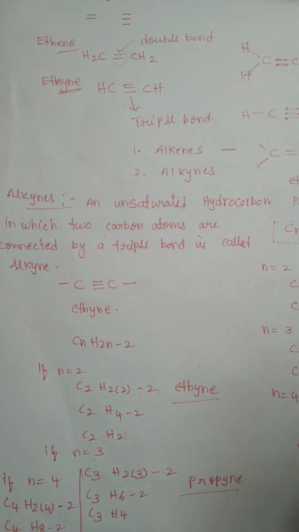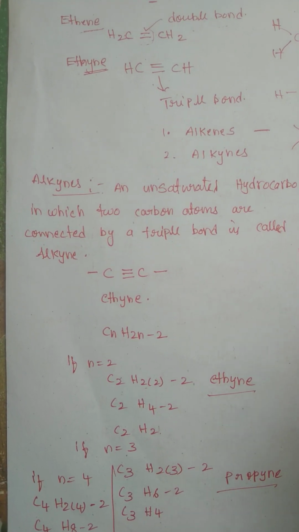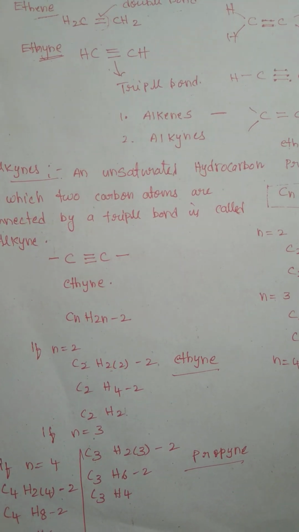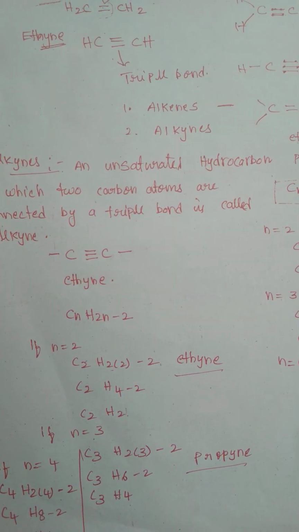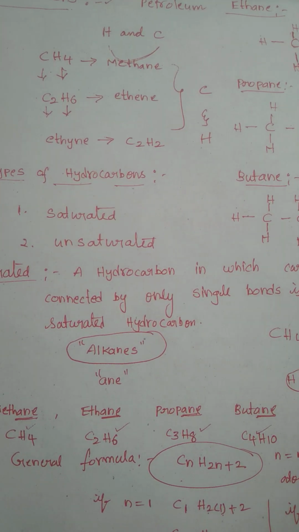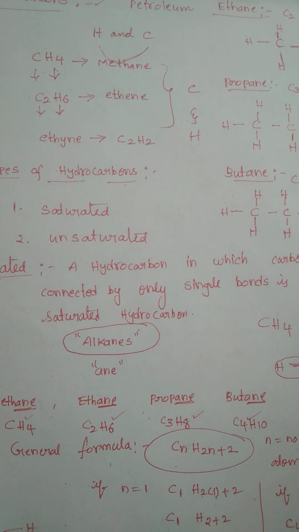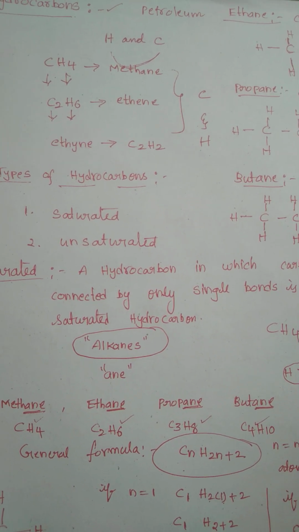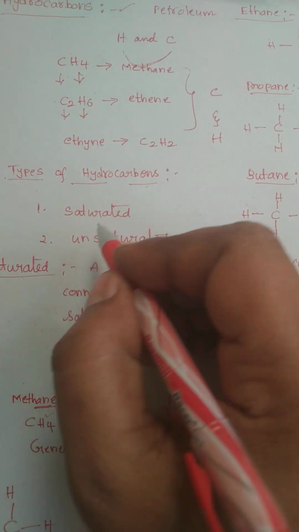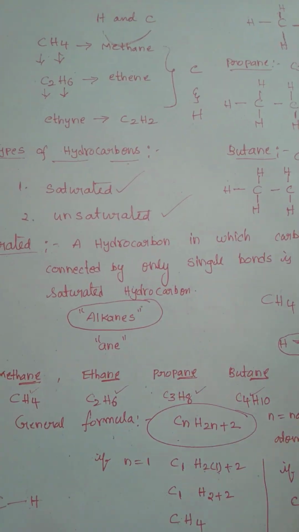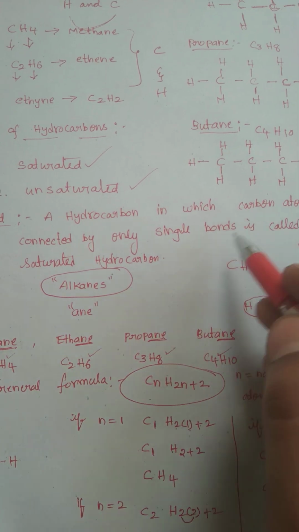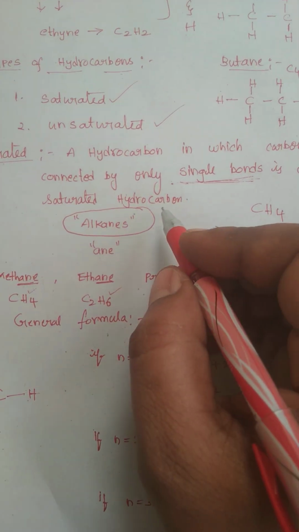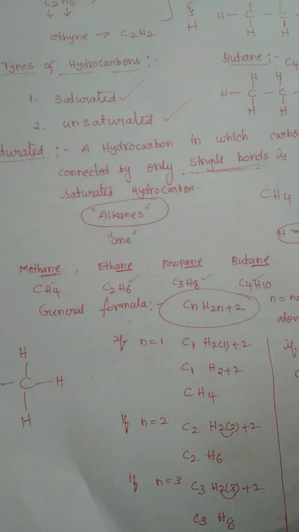Okay children, this is about hydrocarbons. What do you mean by hydrocarbon? A compound made up of hydrogen and carbon is called a hydrocarbon. Examples: methane, ethane, propane, ethene. They are hydrocarbons because they are made up of only two elements, carbon and hydrogen. They are of two types: saturated hydrocarbon and unsaturated hydrocarbon. Saturated hydrocarbons are those in which carbon atoms are connected by only single bonds. They are also called alkanes.